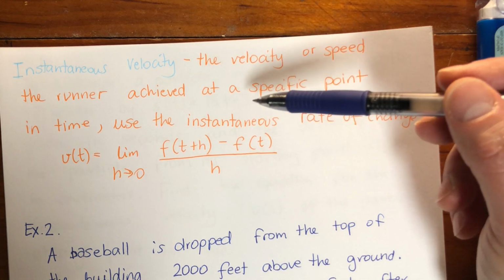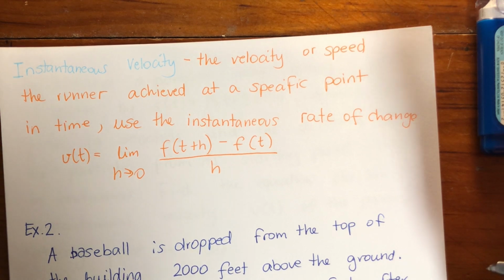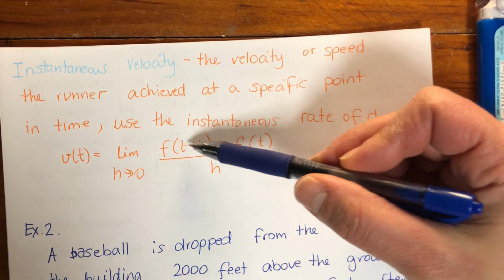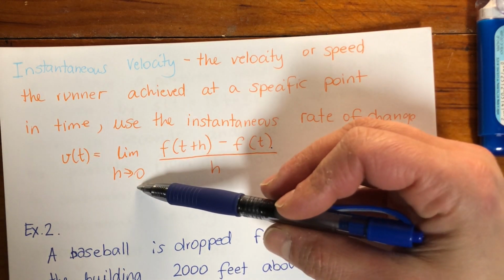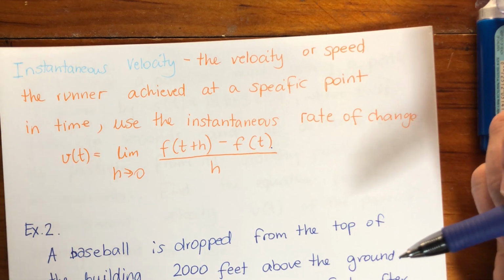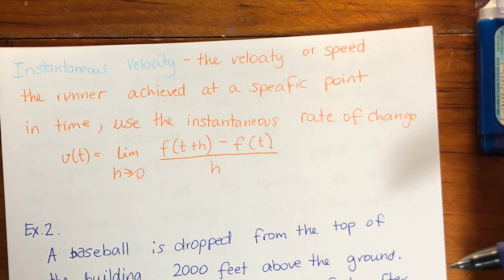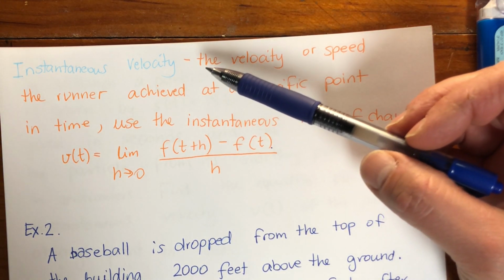So what we want to do, because we want the specific point in time, we are going to use the formula we learned yesterday. But now we will say that our h, that distance in between the 2 points, is going to be approaching 0. So it's going to be getting smaller and smaller and smaller until it disappears. And that is going to let us find the instantaneous velocity.